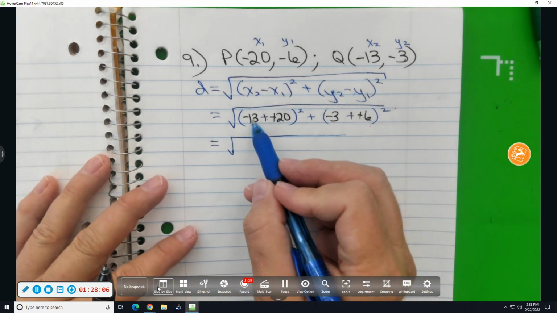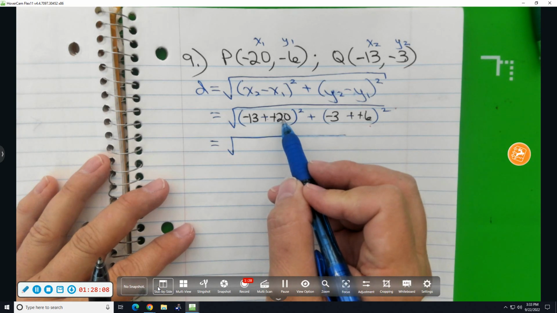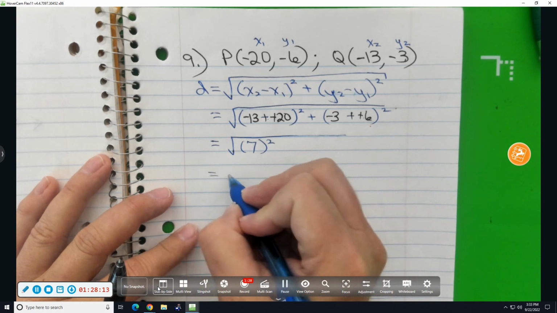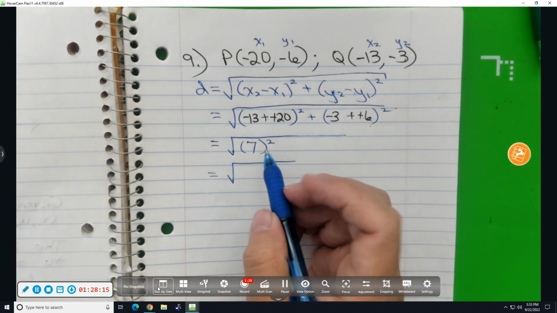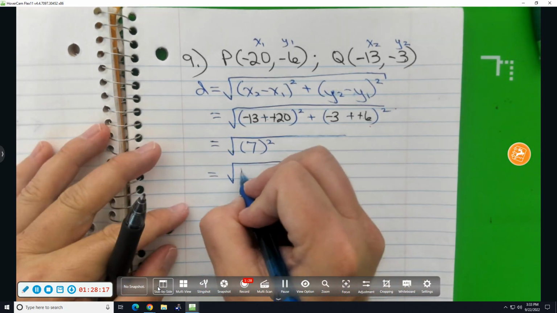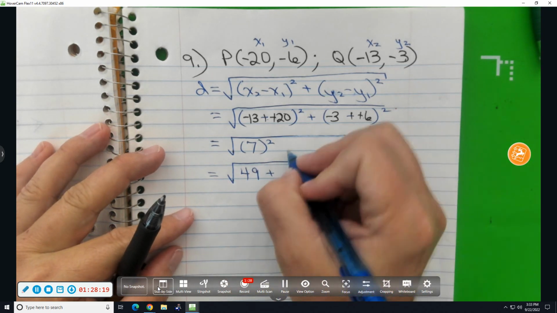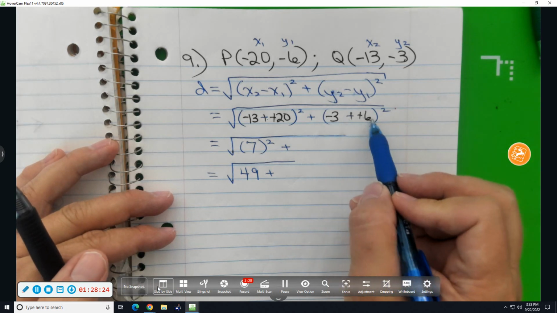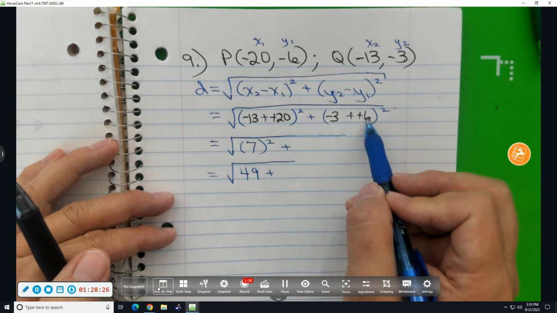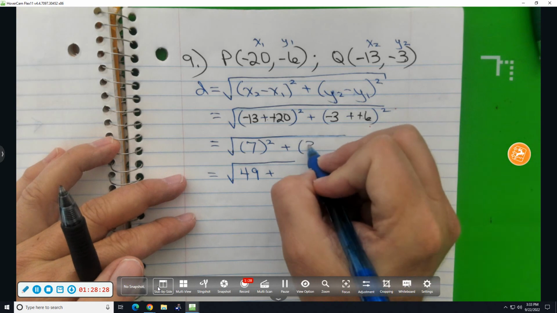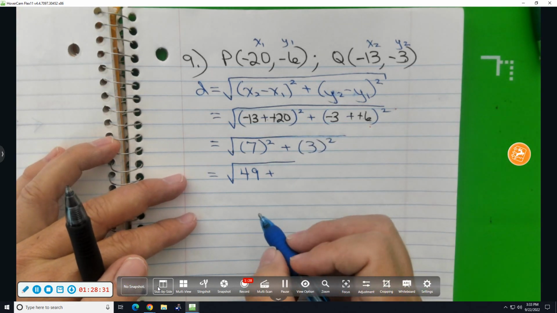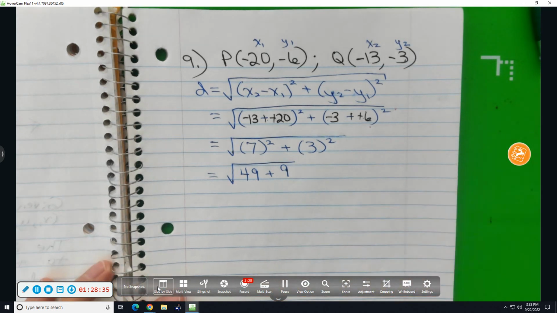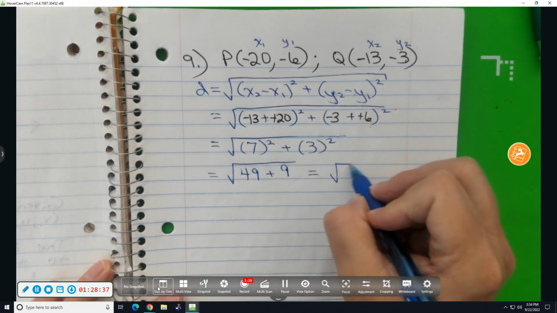Okay, negative 13 plus 20, that's 7. So 7 squared is 49. I know what you mean, though. Okay, what about this one? Negative 3 plus 6 becomes a positive 3. And that would turn into plus 9. So 49 plus 9 gives me the square root of 58.